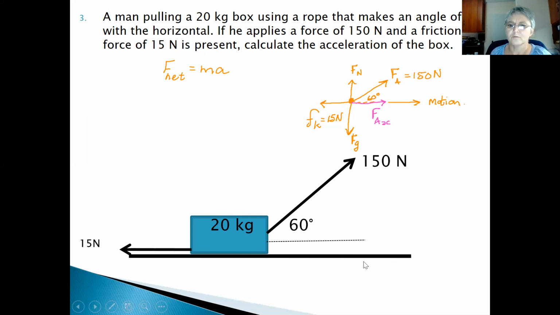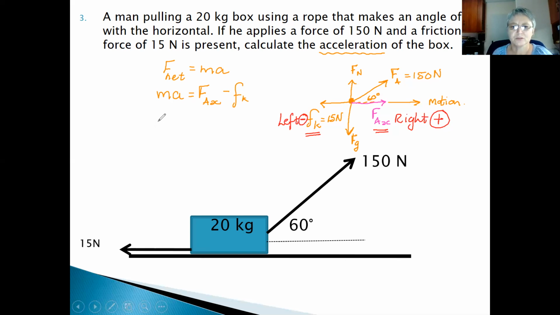Now, we started off by writing F net is ma because the question wants us to calculate the acceleration. Now, we don't have F net, so another way to get F net is to use the old method of adding vectors. We see that the vector Fk here is acting to the left and Fax is acting to the right. I'm going to choose right as my positive direction. Then left is our negative direction. In building my equation, I'm going to say F applied x minus the kinetic friction would be equal to the net force, and the net force is ma.